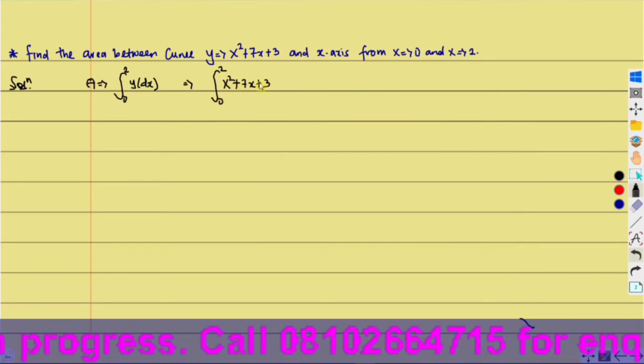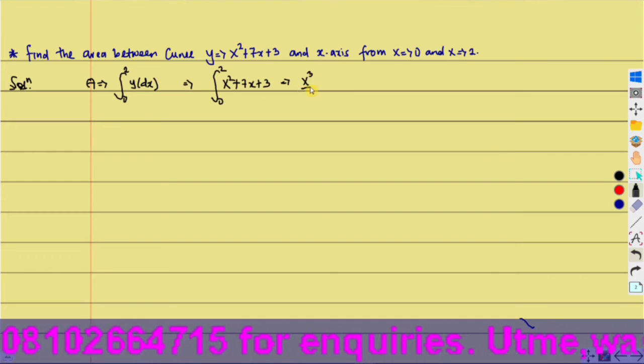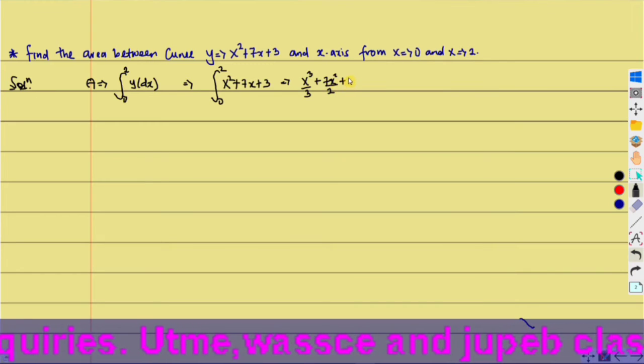And you know you can integrate this directly. I hope students remember that, to avoid error. So we will now be integrating this. This is x cubed over 3. Then we have plus 7x squared over 2. Then we have plus 3x. Because we are dealing with a definite integral, we are taking limits from 0 to 2. So what you substitute is the upper ordinate minus the lower one. As you can see, if you put 0 in this expression, everything here will be 0.